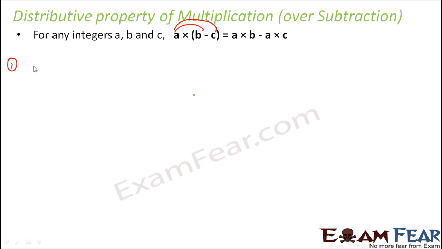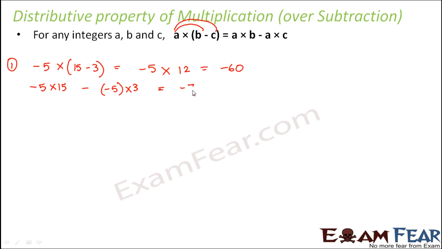The first example that we take is minus 5 into 15 minus 3. First let us just solve it as it is. So minus 5 into 12, which is equal to minus 60. Now let us make use of the property. So minus 5 into 15 minus 5 into 3. This is equal to minus 75 minus 15. So this is also equal to minus 60.